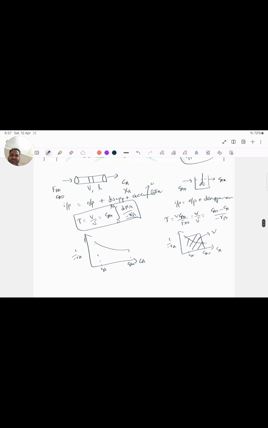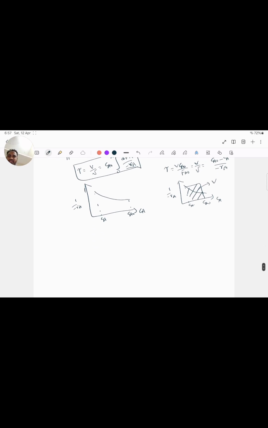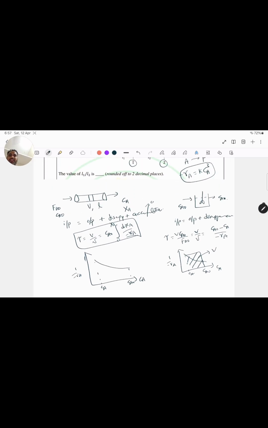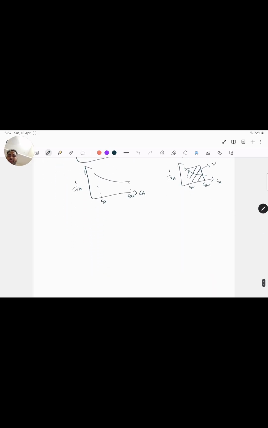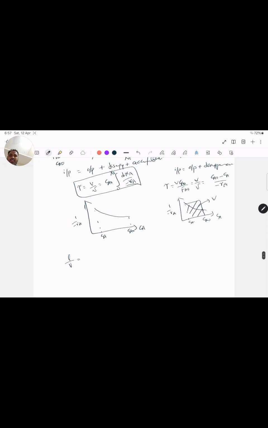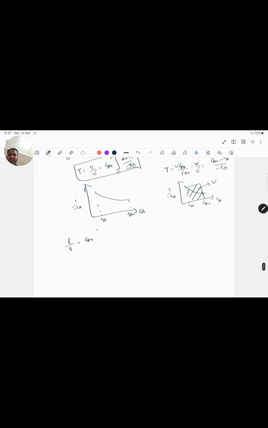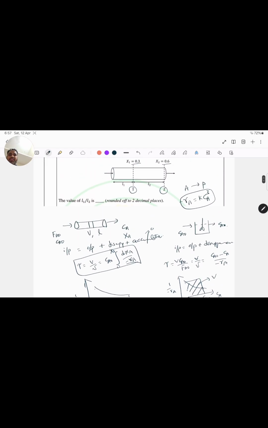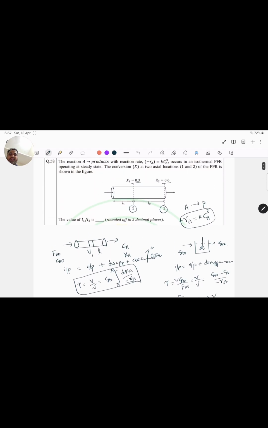So this expression, this tau, since in the question it is given in terms of length of the reactor, I am going to take this tau in terms of length by velocity. So length by velocity is equal to Ca naught integral 0 to Xa dXa by minus Ra. First I am going to solve this for the PFR.